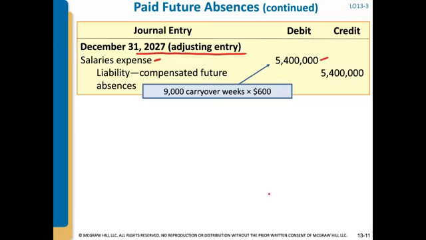And in this case, it's called liability compensated future absences. Typically in a corporation, it will be called vacation liability, or vacation payable, I should say. And that's also a credit of $5.4 million.